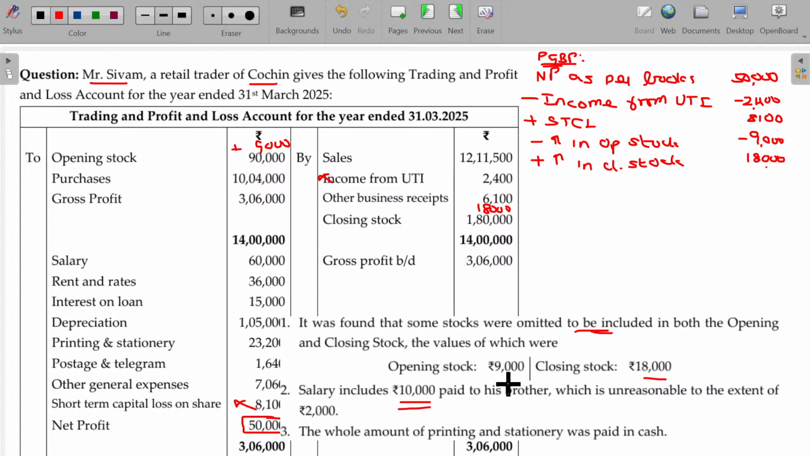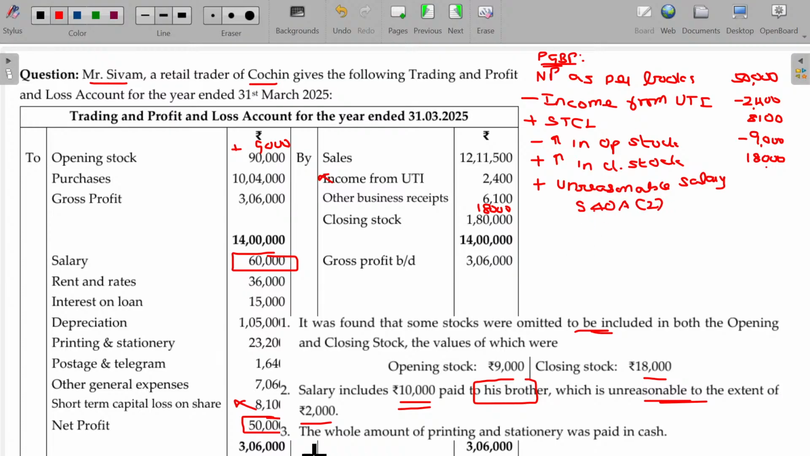Salary includes 10,000 paid to his brother, which is unreasonable to the extent of rupees 2,000. Out of this 60,000 rupees salary, 10,000 is meant for his brother, where there is an unreasonable extent of rupees 2,000. Should be removed to that extent. Add back. Unreasonable salary to brother is not deductible under section 40A clause 2.